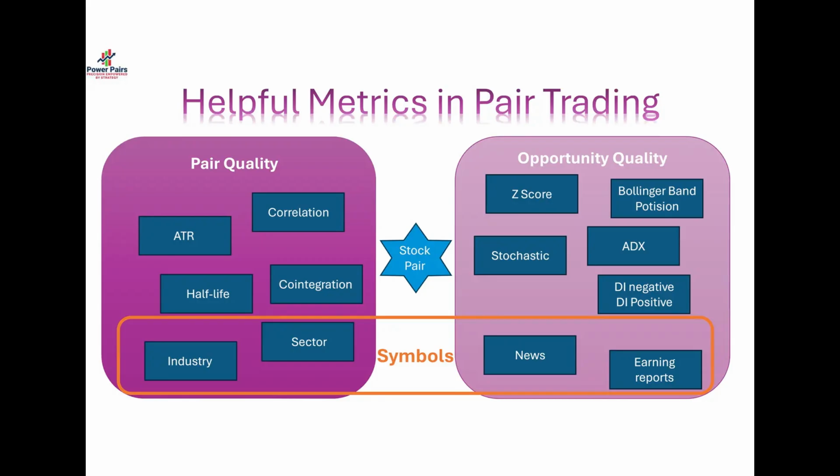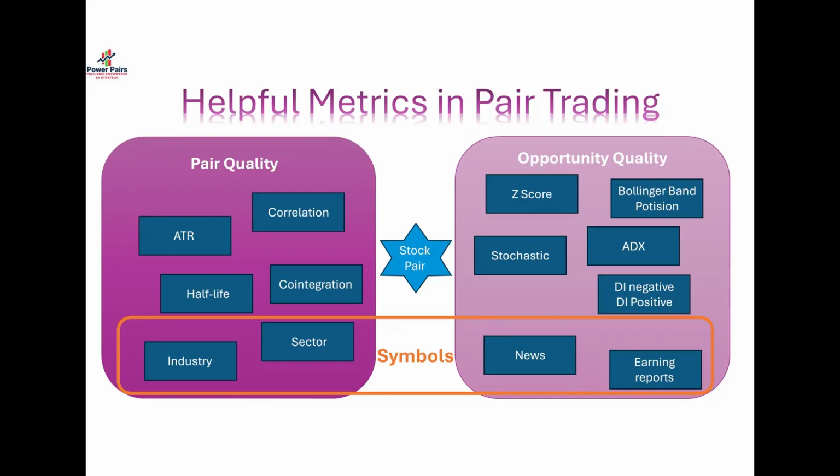Let's go over the metrics in the first category, the quality of the pair. Correlation. This is one of the most important metrics, and I've dedicated a full lesson to it. In general, correlation measures how closely the two symbols move together over time. Cointegration. This test checks whether the spread between the two instruments is statistically stable and mean reverting over the long term. ATR looks at the volatility of each symbol and compares the two. Large differences in volatility can weaken the pair relationship.